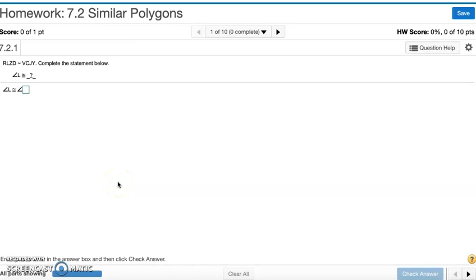Number 1, similar polygons. RLZD is similar to VCJY. Complete the statement below: angle L is congruent to what? In similar polygons, angles that are corresponding are congruent to each other. So angle L will be congruent to angle C.